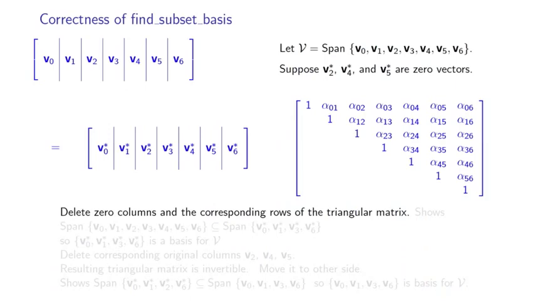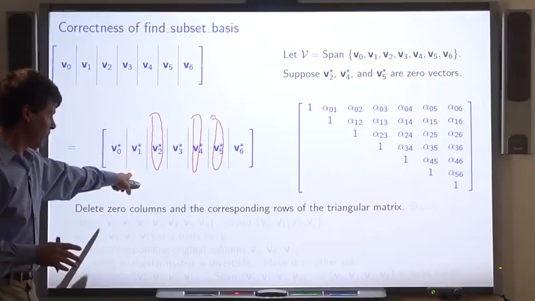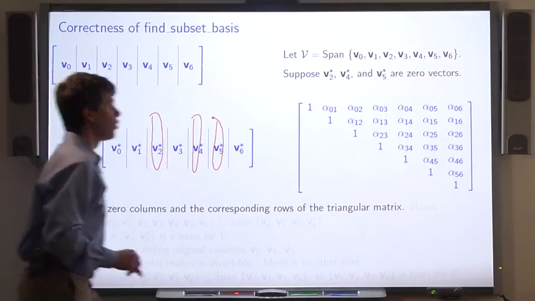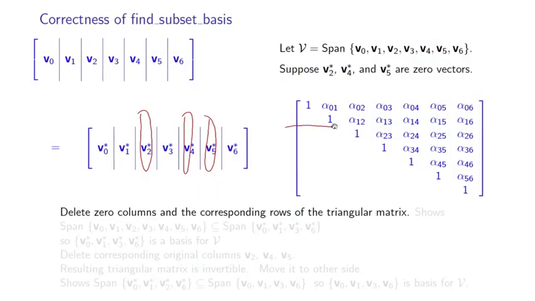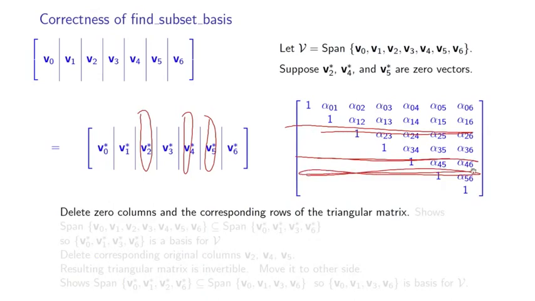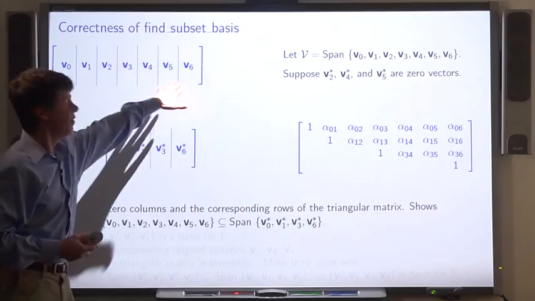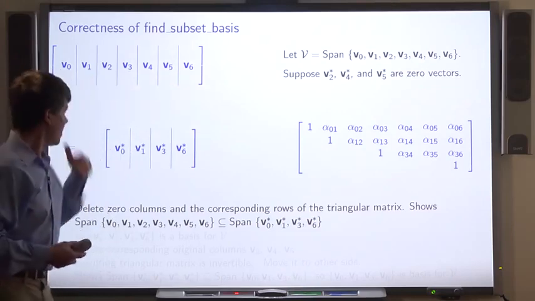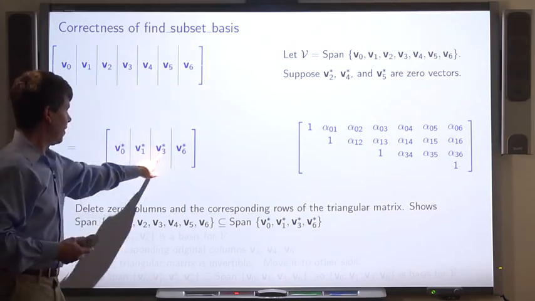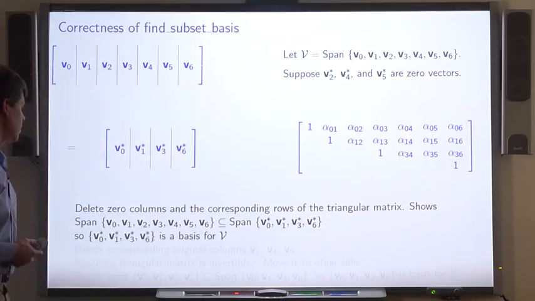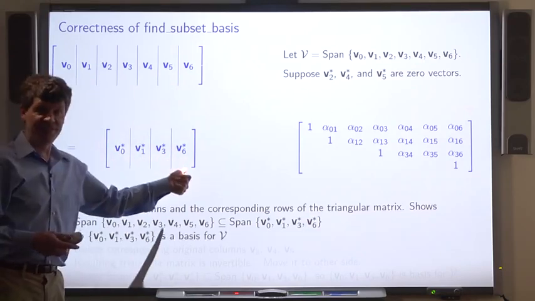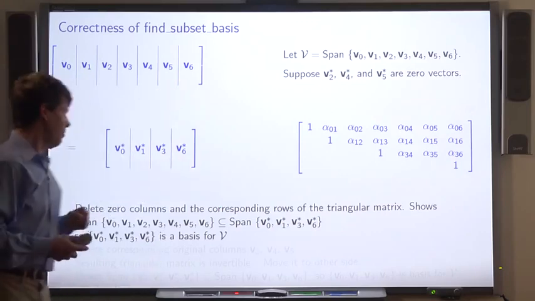So let's delete those vectors. So this is 0, this is 0, and this is 0. So we're going to delete those columns from this matrix and delete the corresponding rows from the triangular matrix. And we get this. Thus, the span of v0 through v6 is a subset of the span of v0 star, v1 star, v3 star, and v6 star. So that shows that these starred vectors form a basis for big V.